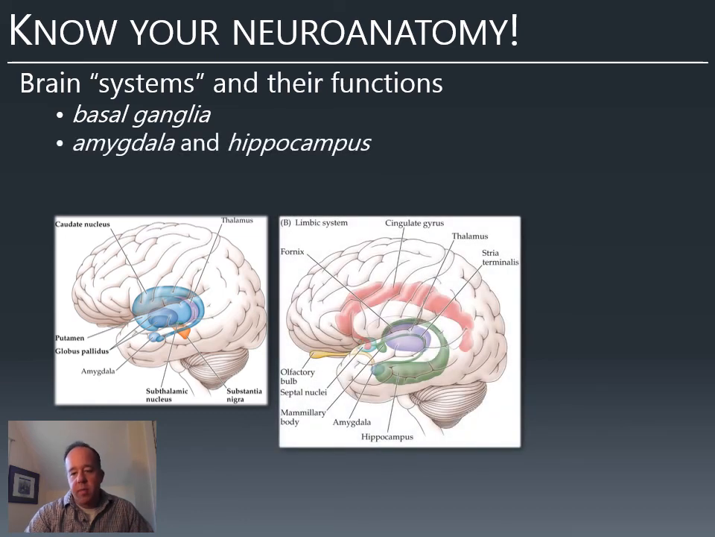And the limbic system, as I've already mentioned in class, whether it deserves the label of system or not is debatable. In fact, it probably doesn't. But some of the structures within it are very important, and some of them are structures that we're going to come back to again and again throughout the course. So those are the amygdala and the hippocampus. So the amygdala is involved in emotional processing, particularly fear.